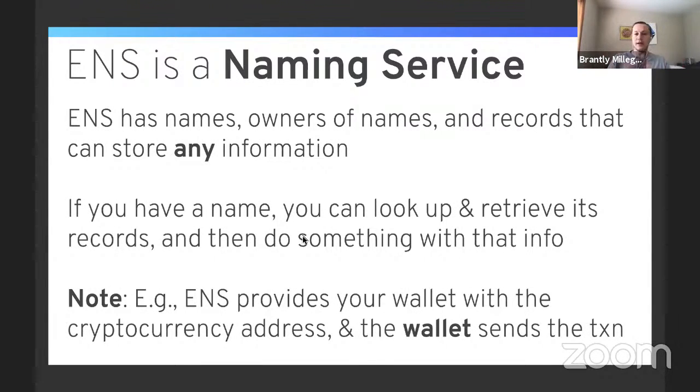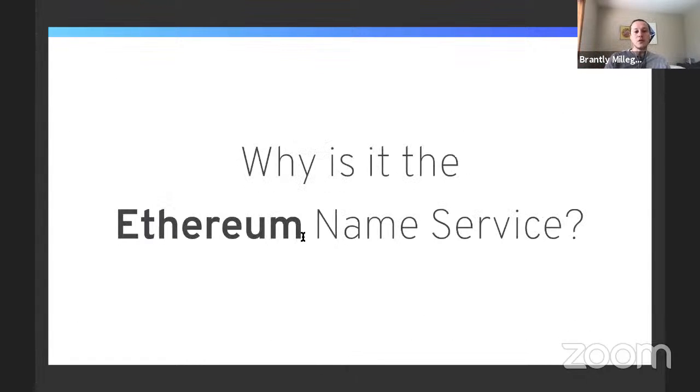This is why ENS can resolve to Bitcoin addresses, Litecoin addresses. It can have IPFS content, any of these things. A lot of times this confuses people. They say, oh, how can I send Bitcoin to Brantly.eth? Well, it just means that the Bitcoin address is stored in your records, but the wallet is what's sending it on the Bitcoin network. So ENS doesn't do as much as people think it does. It's very simple.